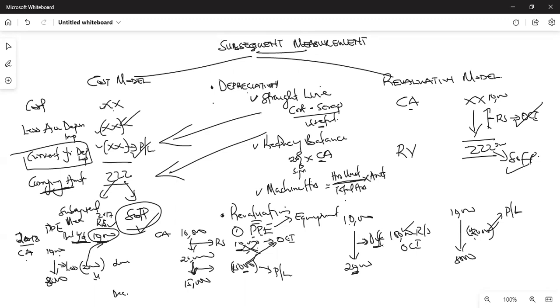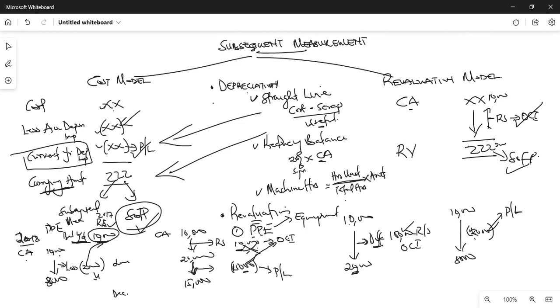Is it clear now? What about if the previous balance is a loss, and you have another loss? Straight to P&L, because that previous balance that is a loss will be in the P&L. It can't be in the OCI.